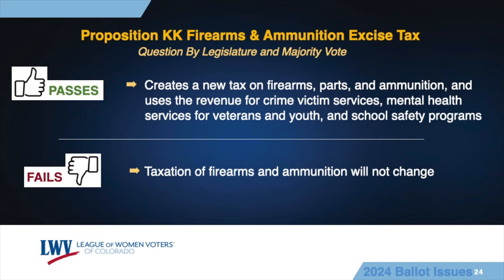The programs funded through this measure currently receive a combination of federal and state funds. Federal funding has been on the decline in recent years, and the COVID-19 relief funds are no longer available. School safety programs have received allocations of state funds in the past. The fiscal impact: the tax would be paid by gun dealers, manufacturers, and ammunition vendors, who would likely add the cost on to their products.